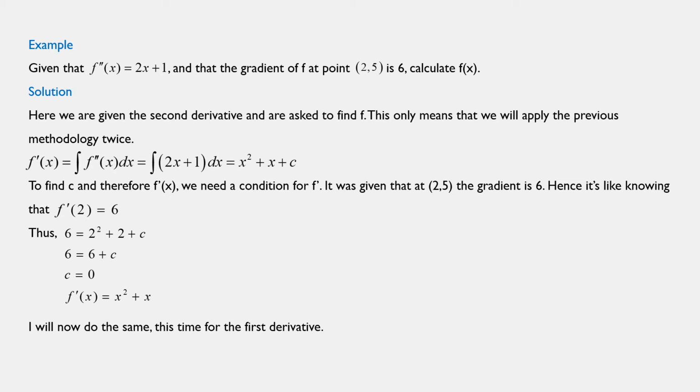Let us see now a second example. This time we are given the second derivative of f, not just the first one, but we are still looking to find f of x. So given that the second derivative of f is equal to 2x plus 1 and that the gradient of f at point (2, 5) is 6, calculate f of x.